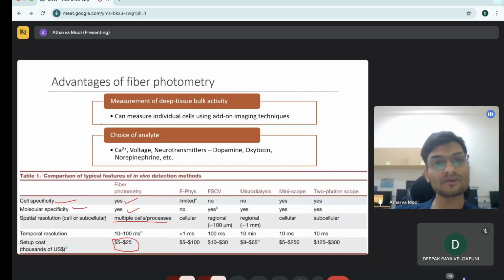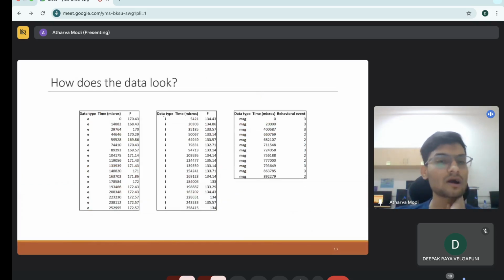So this is about advantages. Now, in the next class, we will see how to analyze the data. From this class, I will just show how the data looks, and from the next class, we will study how we analyze this data. So this data looks like this. We have the excitation signal here, E. We have the isosbestic signal here, and we have the behavioral events in the form of messages.